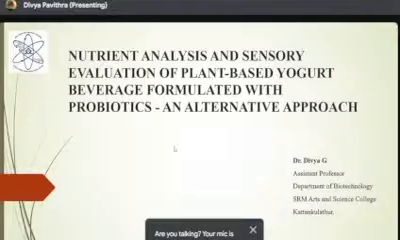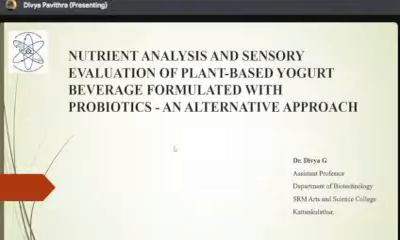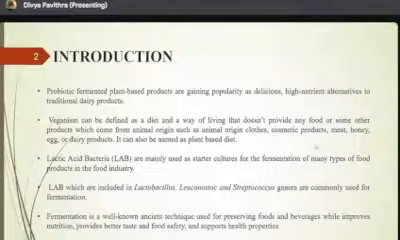In the introduction, probiotic fermented plant-based products are gaining popularity as delicious, high-nutrient alternatives to traditional dairy products. Veganism has become part of modernization. It is defined as a diet and way of living that excludes any food or products of animal origin, like animal cloths, cosmetic products, meat, honey, egg, and dairy products. It is also called a plant-based diet.